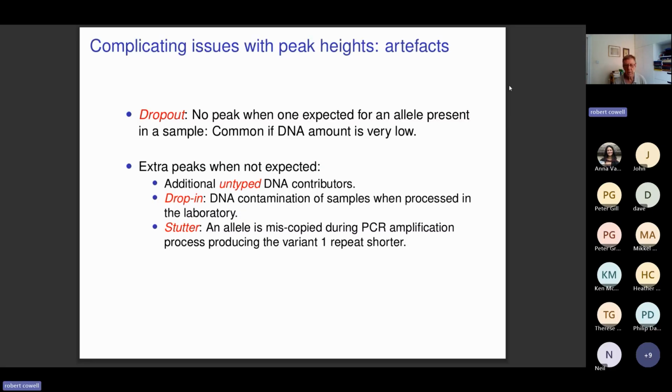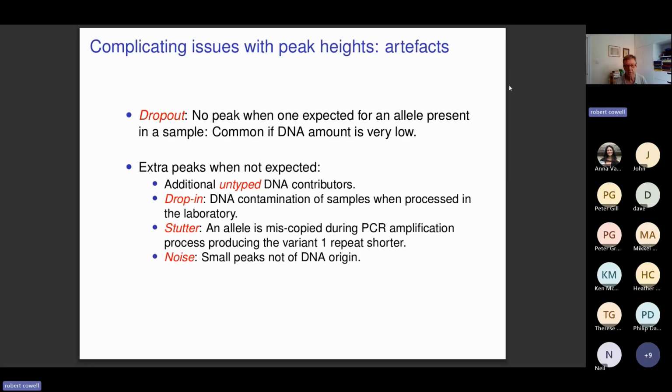And these miscopies show up as an extra, typically small peak next to a big peak where the allele originally came from. There's also non-DNA peaks. If you look at the electropherogram, there's usually lots of small peaks, not of DNA origin. And these are some sort of instrumental noise to do with the apparatus that's measuring. I have no idea exactly what this noise is, but it's there. So these are the artifacts that we need to consider which complicate the analysis.